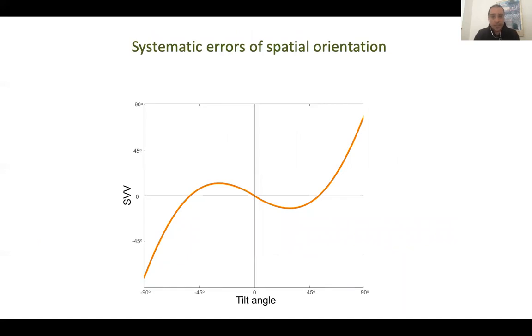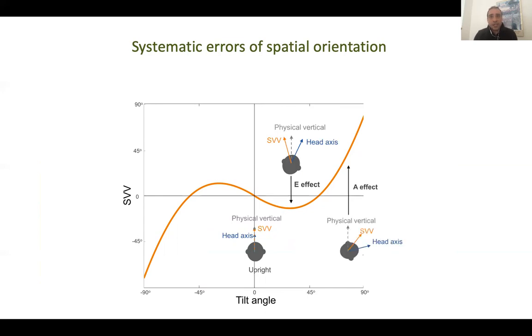There are normally systematic errors in this process with head tilt, which reflect challenges in maintaining spatial orientation. So in upright position, where the head axis and the physical vertical are aligned, the error in spatial orientation is very close to vertical. With small head tilts, the errors are usually in the opposite direction of the head tilt, which is known as the E effect. And with larger head tilts, more than 50 degrees, usually the errors in spatial orientation are in the direction of the head tilt, which is known as the A effect.